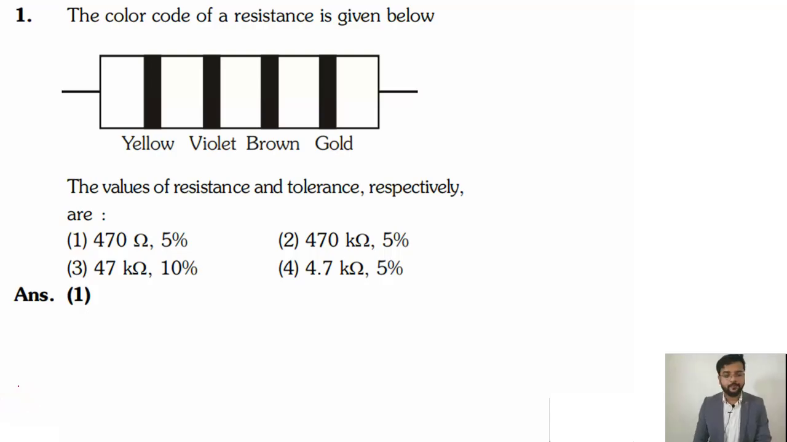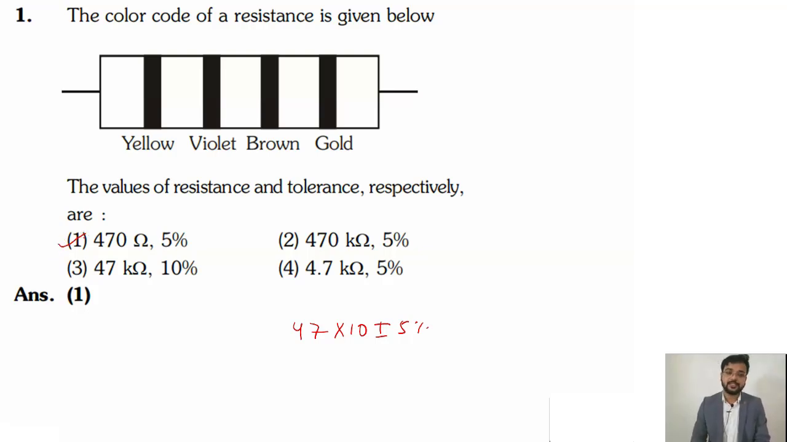So for the yellow, the digit will be 4, and for the violet color, the digit will be 7 over here. And the third strip, this brown color, will give us a multiplier. So here for the brown color, the multiplier will be times 10. And the fourth strip is the golden color, and this will give us the tolerance. So here the tolerance will be plus minus 5%. If you compare this with the options, you will get the first option. So that's why option number 1 is correct.